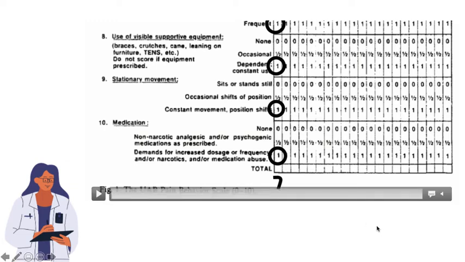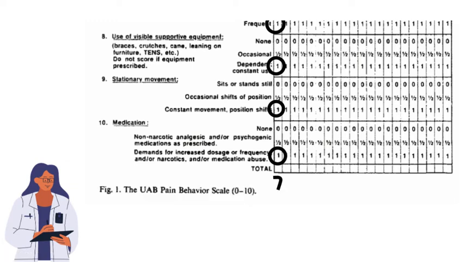So in total, it's 7, which means he is in a great amount of pain. Because the higher the score out of 10, the greater the impairment, the more pain they are in.